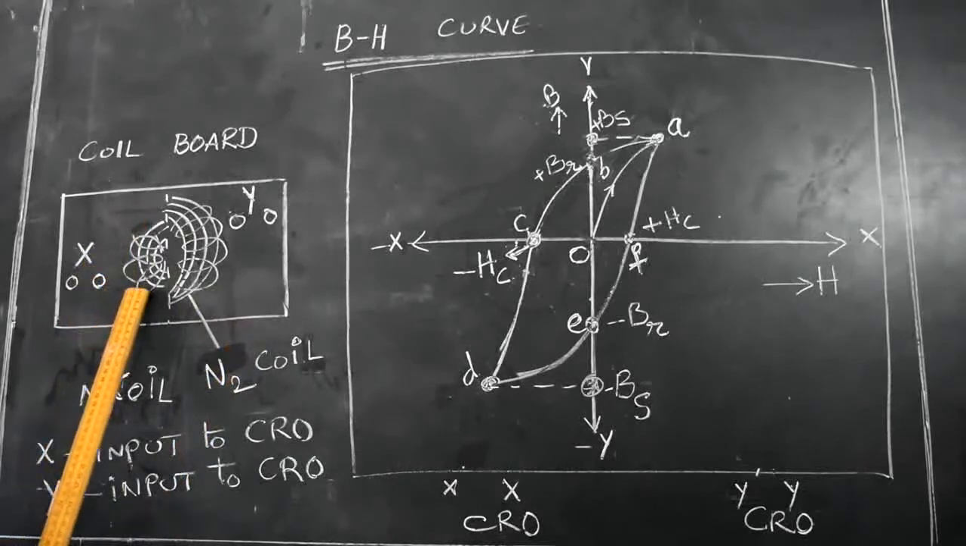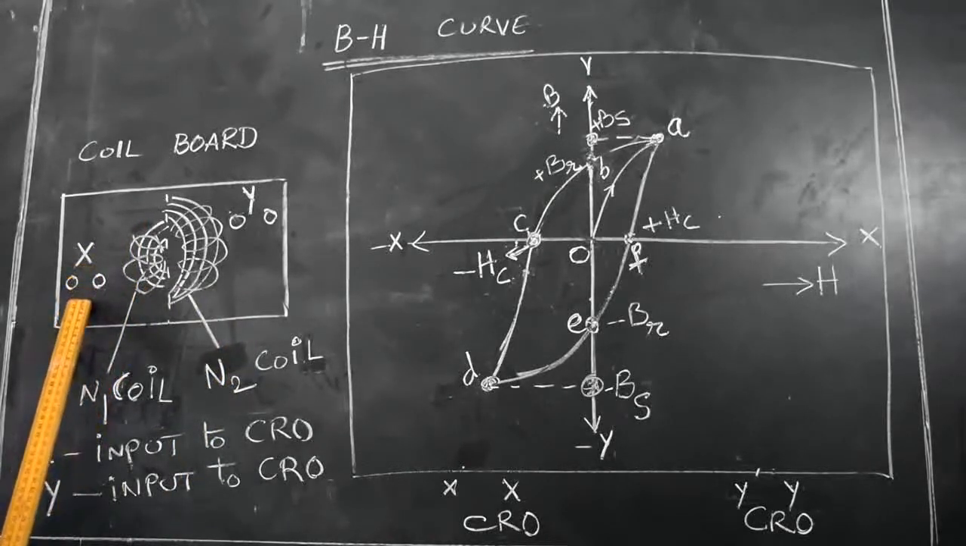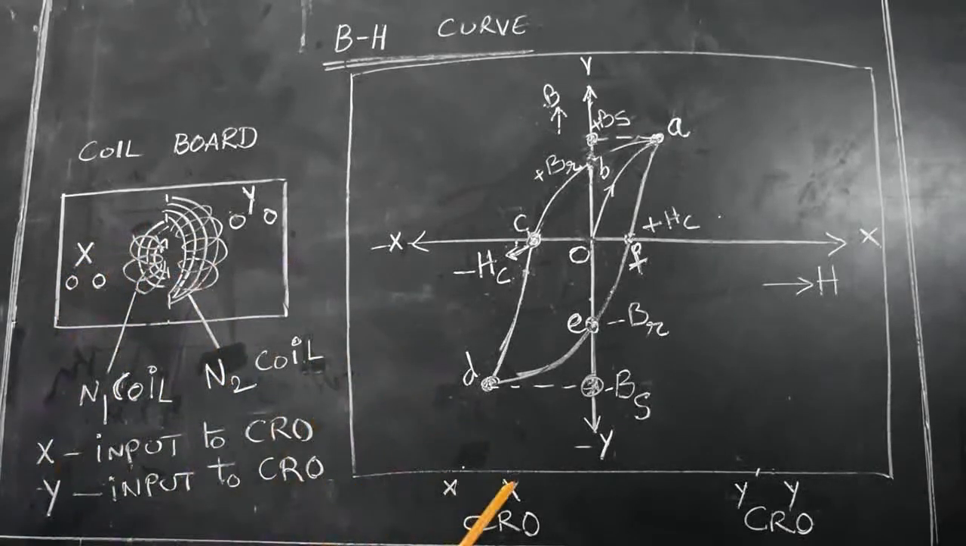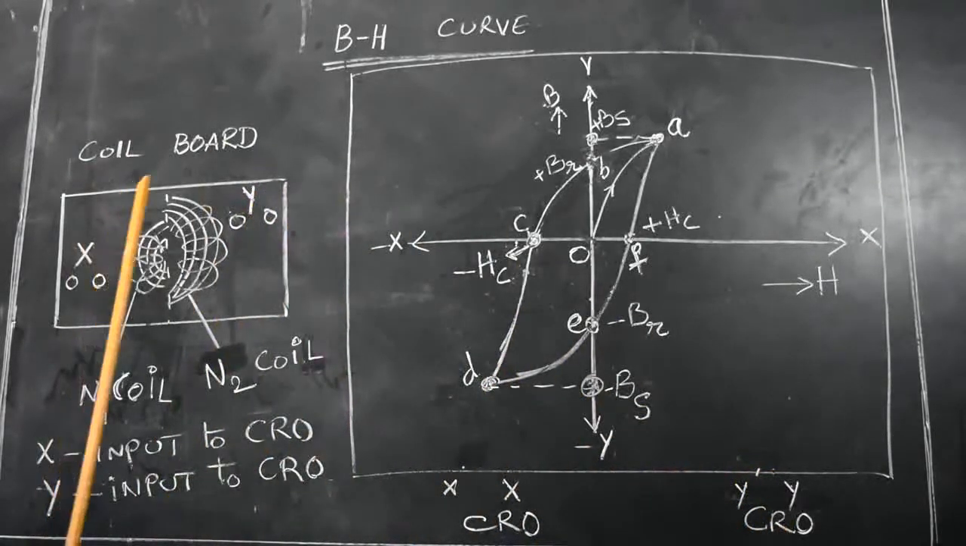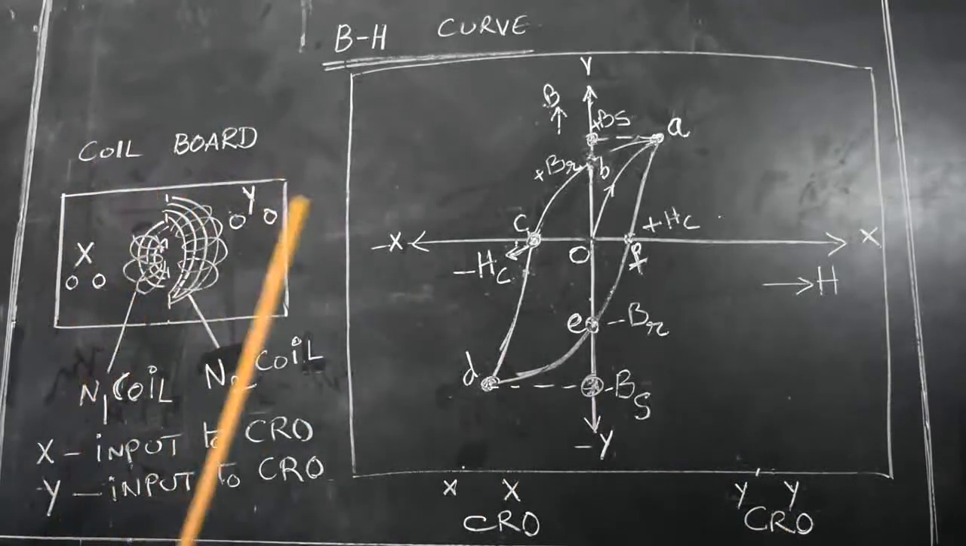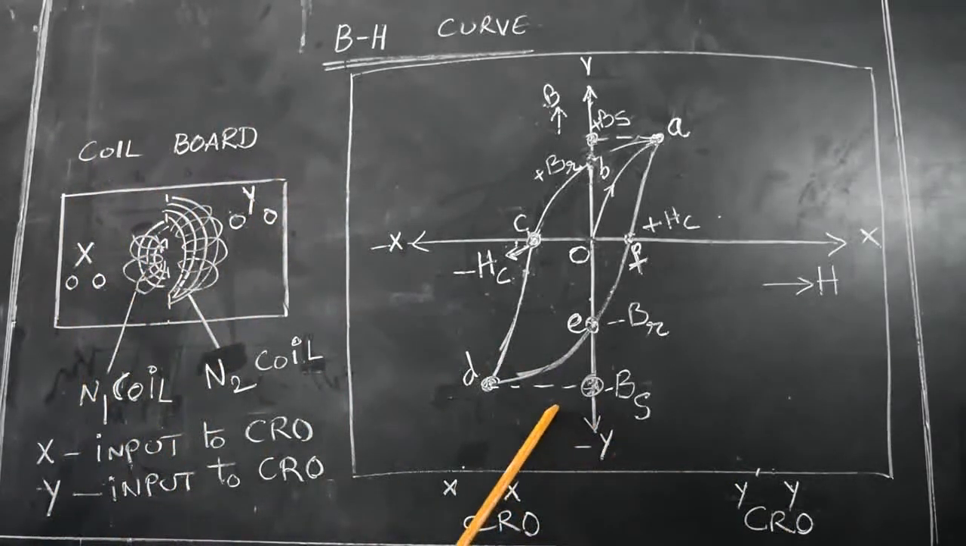And this primary input X is given to the X input of the CRO, and the secondary coil connection is called Y, which is given to the Y input of the CRO. These connections are to be made, from the coil board connections to the CRO board connections.